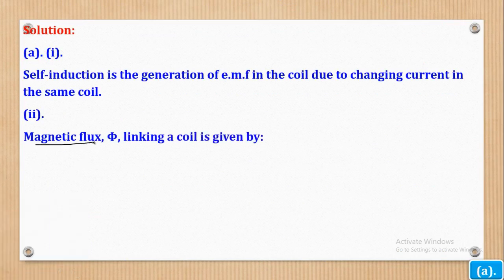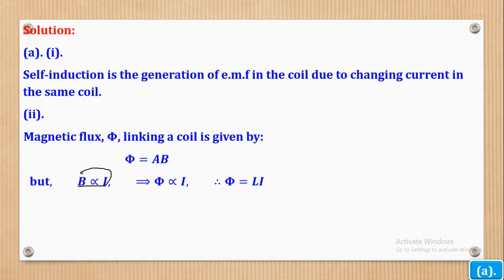So one, we shall say the magnetic flux, given by this symbol phi, linking the coil is given by phi equal to AB, area times flux density. But we know that B is proportional to current, implying that flux is also proportional to current, because area will be constant. Therefore, if B is proportional to current, flux will also be proportional to current. Therefore, when I put a constant of proportionality, it will be capital L.